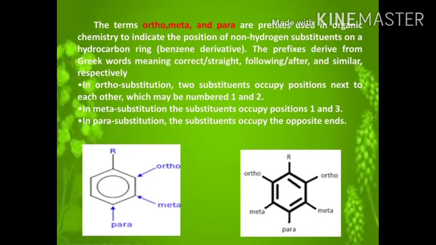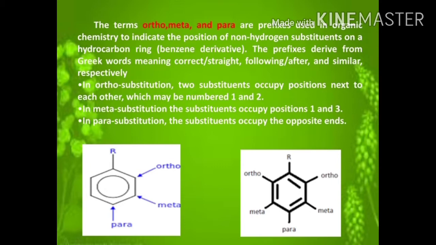Next, we are going to learn some terms, that is ortho, meta, para positions in organic compounds. These prefixes are normally used in organic chemistry compounds to indicate the position of non-hydrogen substituents on a carbon ring, that means benzene derivatives. The prefixes are derived from the Greek words: ortho meaning correct or straight, meta meaning following or after, para meaning similar.